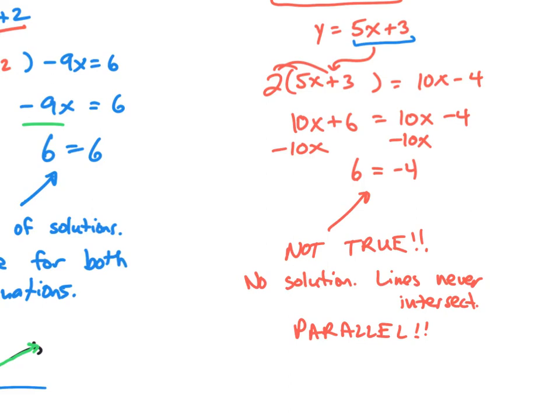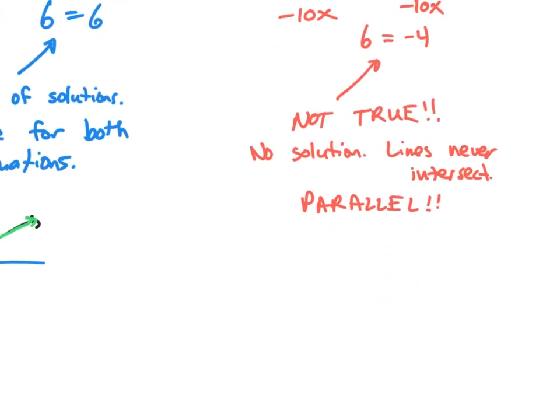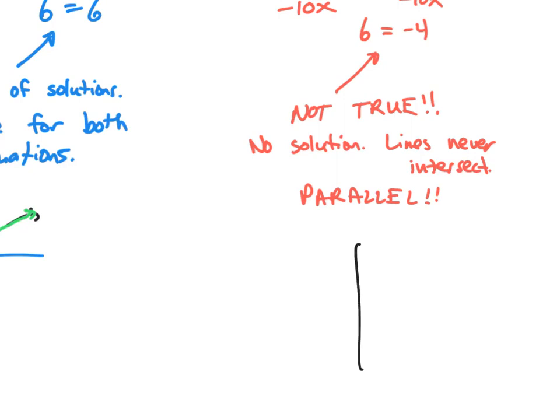When you solve it, everything cancels out and you get some number equals a different number. That just means that on the graph, when you graph these two lines, one might be up here and one might be down there, but they are parallel and they'll never cross. All right, so that is it for solving by substitution.